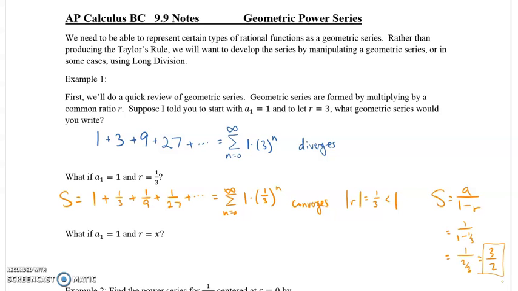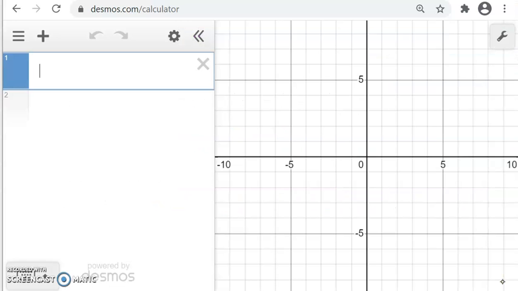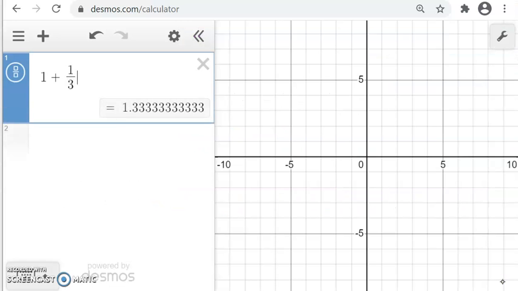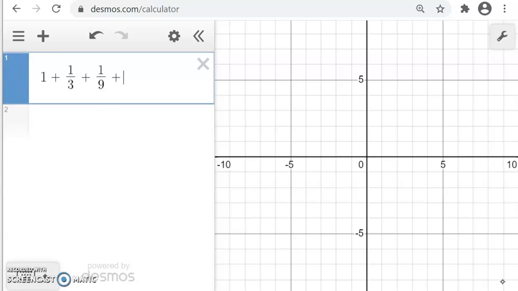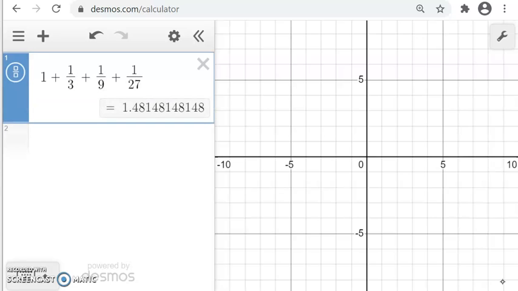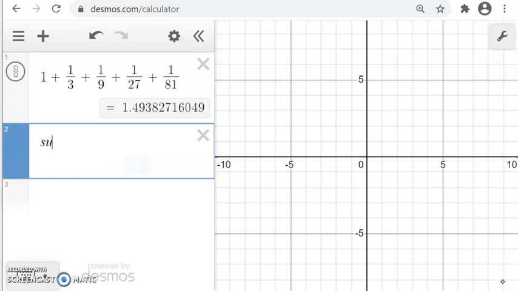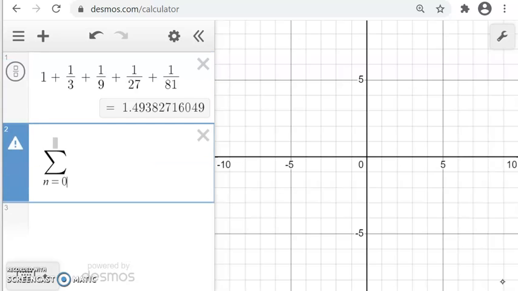Now, I like to play around with this stuff in Desmos and see what it looks like when we do some numerical evidence. So, for example, we can take 1 plus 1/3 plus 1/9 plus 1/27, and we can keep on going for a while and manually build this. That gets a little tedious. So what if we type sum from n equals 0 to infinity? Well, we can't really type in infinity in Desmos. It's not quite that fancy, but let's put in something close to infinity like 100.